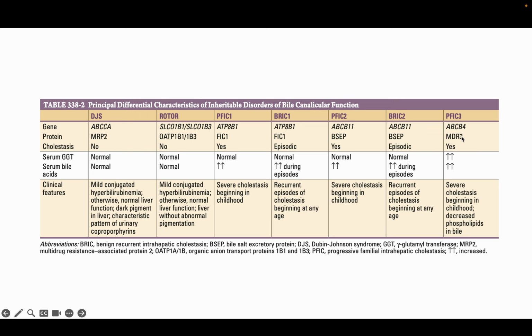PFIC3 is the one which has GGT elevation and bile acid elevation, and that is due to an ABCB4 mutation. So there is severe cholestasis in childhood, and they have both GGT elevation and bilirubin elevation. It is a very rare genetic disorder. If you want me to make a video on the biliary canaliculus and how bile canalicular excretion occurs, I'll make a separate video.